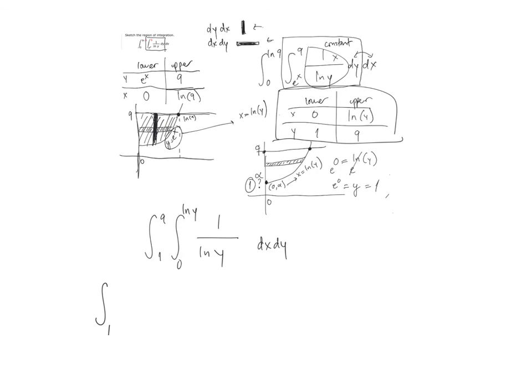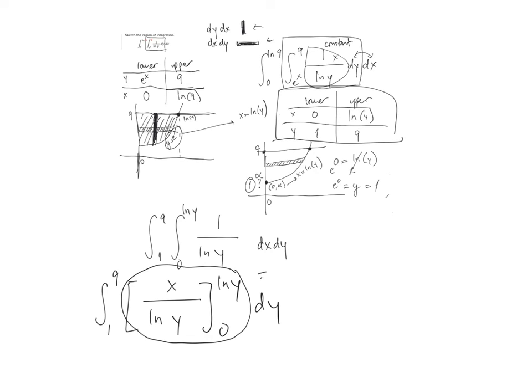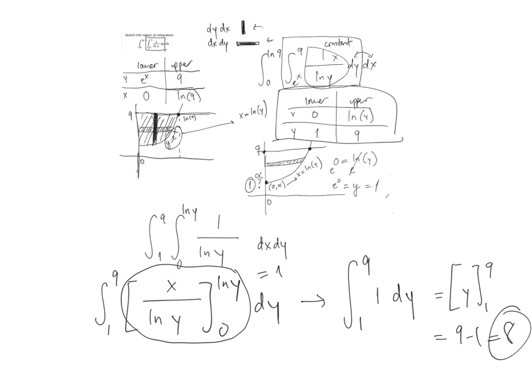So you have integral from 1 to 9, x over natural log of y, 0 to natural log of y, dy. The inside right here is going to be equal to 1. So your integral will be 1 to 9, 1 dy. And your integral is y from 1 to 9. And your answer will be 9 minus 1, and then 8. So your answer is 8.